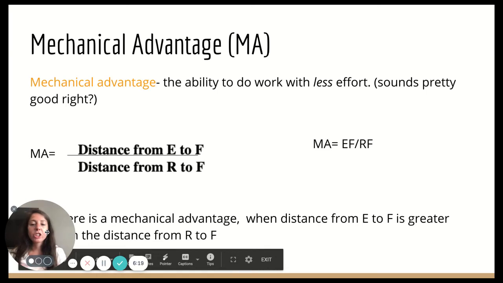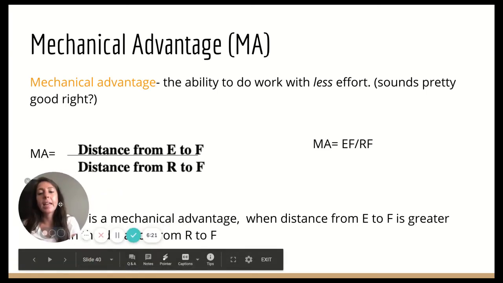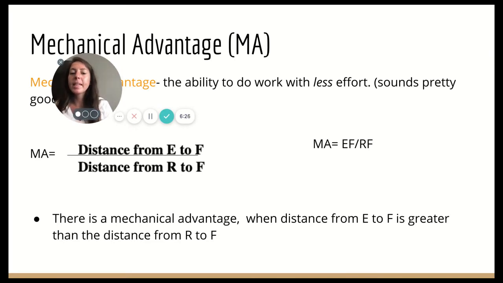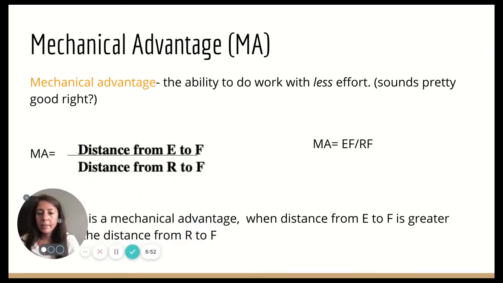So just kind of like a cheat sheet is almost saying that there is a mechanical advantage when the distance from E to F is greater than the distance from R to F. When the distance from the effort to the fulcrum is greater than the distance from the resistance to the fulcrum. In other words, when the mechanical advantage, when you plug in that equation, it ends up being a number greater than 1. Sorry, not a positive number, but a number greater than 1. So let's take a look at that.